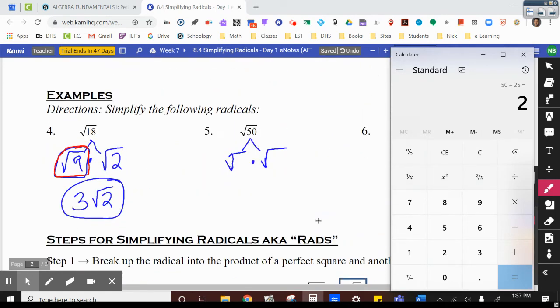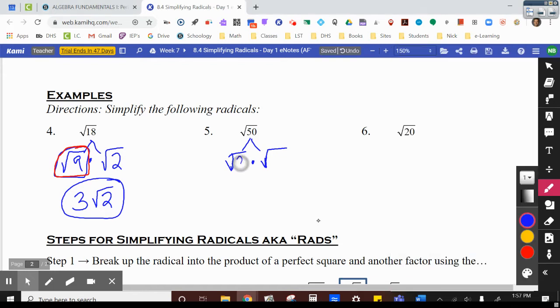So the square root of 50, I want to break up into the square root of 25 times the square root of 2. And I'm going to box up my 25 because that is my perfect square factor. So my square root of 25 is just 5, and this rad 2 just stays as a rad 2. So that is my simplified answer of 5 rad 2.